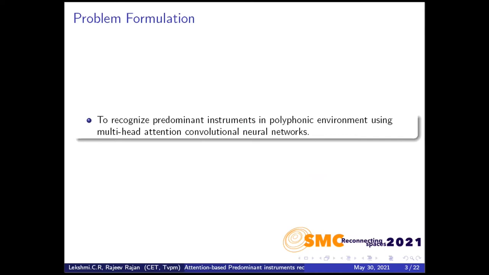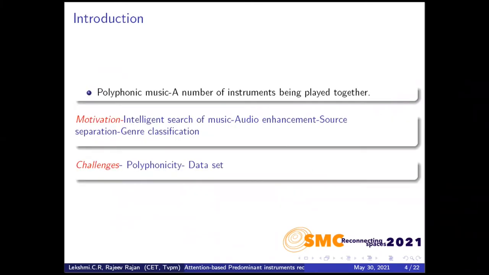Music information retrieval is a very fast growing field of research with lots of real life applications. Among them, the predominant instrument recognition is a highly challenging one. A human can easily identify what instruments are used in a music, but it is still a difficult task for a computer to automatically recognize them.